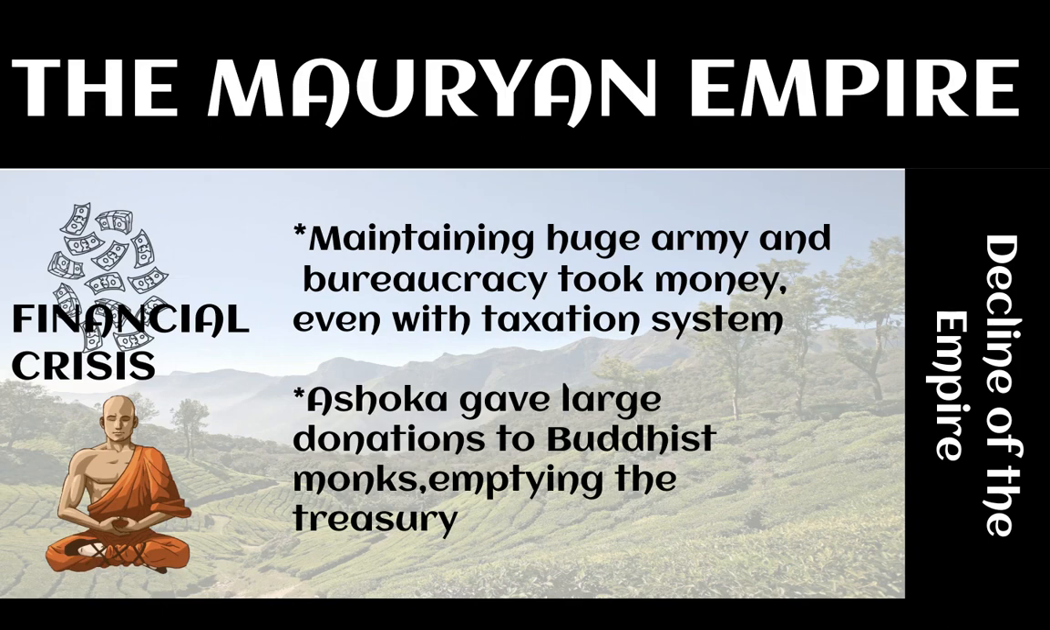So that's expensive. The government, having so many people, the bureaucracy, are all of those people that work for the centralized government. And we know that he had a fairly large bureaucracy. So those people had to be paid. So even though they did have a fair taxation system, it was very expensive. Another issue is the fact that Ashoka gave large donations to Buddhist monks, and this definitely assisted in draining government funds. So those both were problems.